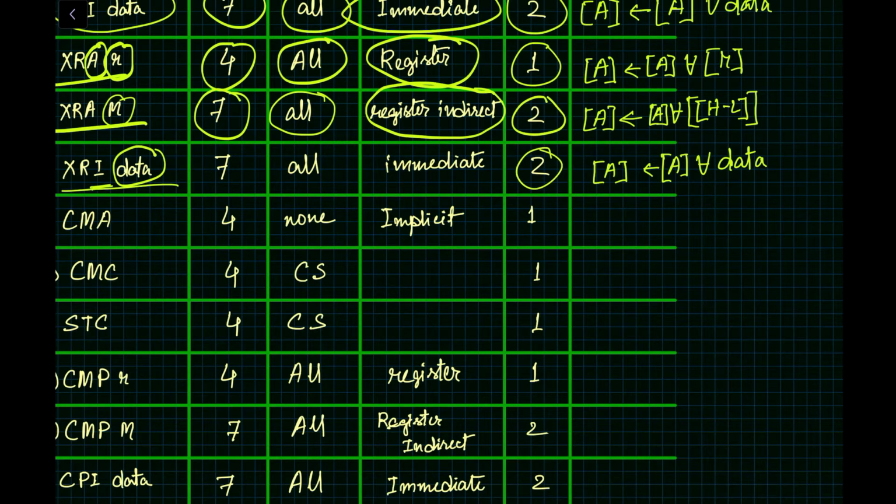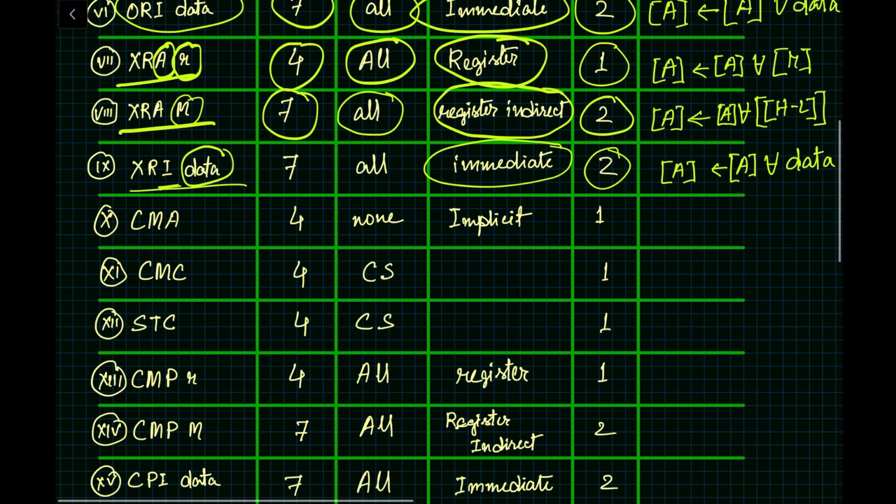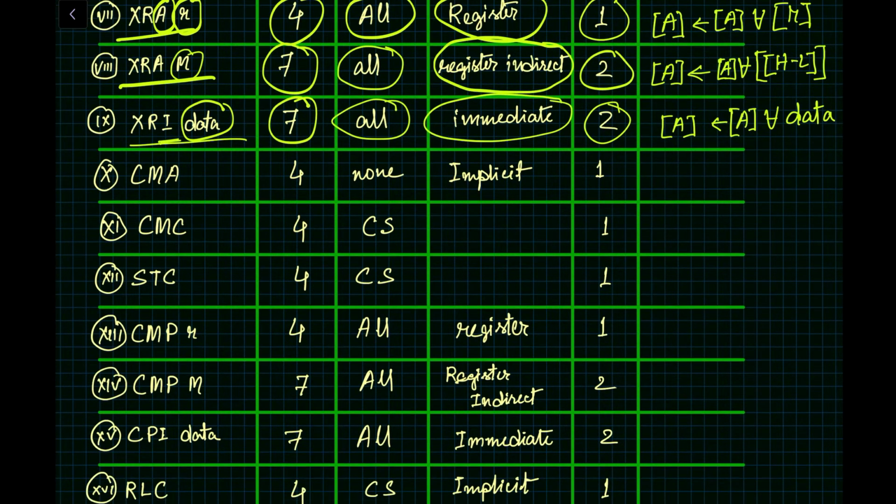And we have 2 machine cycles. We have immediate addressing mode because the data is given in the instruction. I hope you have gone through the addressing mode video from my channel. Here all the flags are disturbed. We have 7 T states required for executing this instruction.